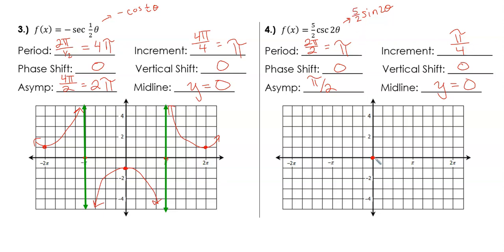So my increments are pi over 4, so I'm going to go up 2.5, back to the midline, down 2.5, back to the midline, up 2.5, midline, down 2.5, midline. And let's do the same thing on the other side. We're going up here, so we come down, then we're going to come down 2.5, hit the midline, come up 2.5, back to the midline, down, mid, up, mid. All right. So again, our midlines are our asymptotes, all those midline points.